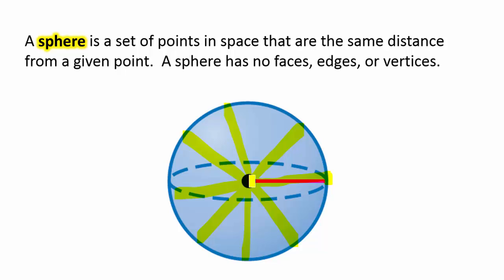It's just a set of points that's the same distance from one point. If you can imagine holding a ball and there's a point right in the middle of that ball, any type of ball, a tennis ball or a basketball, soccer ball, if you were to hold it and imagine a point right in the center of it, any point on the surface of that ball is going to be the same distance from your point right in the middle of that ball. And that's why we call those a sphere.